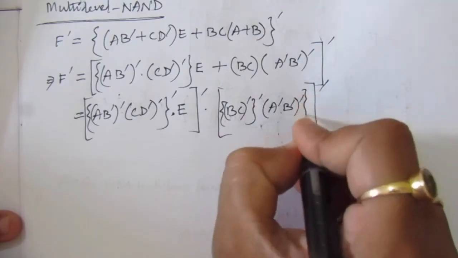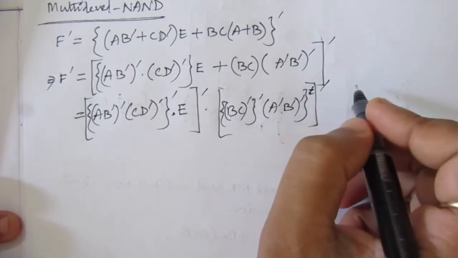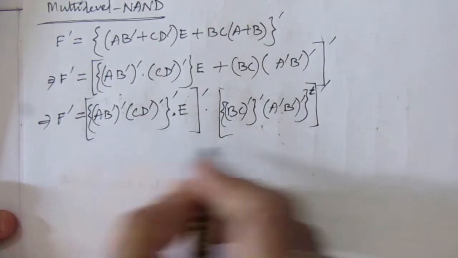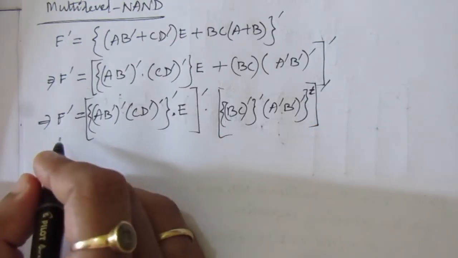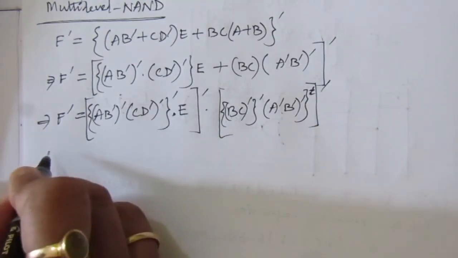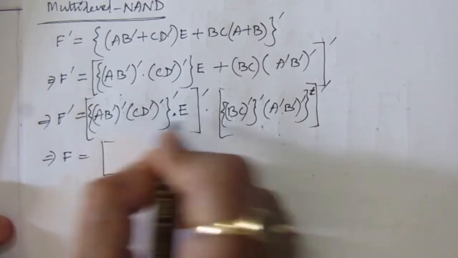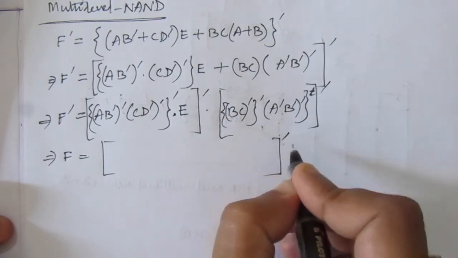Okay, then we have again complement. Okay, got it. This whole term complement. This is f bar, and if we further complement this whole function, then we'll get the function f. Okay, if we now find out f, then what will happen? This whole function will come inside this bracket and we'll get whole complement.